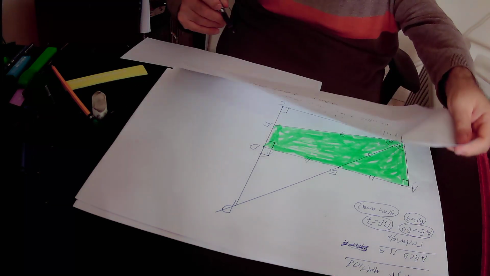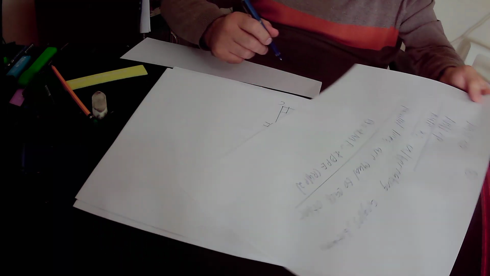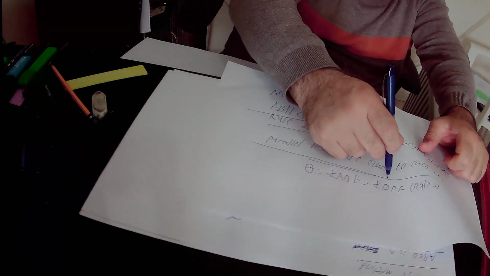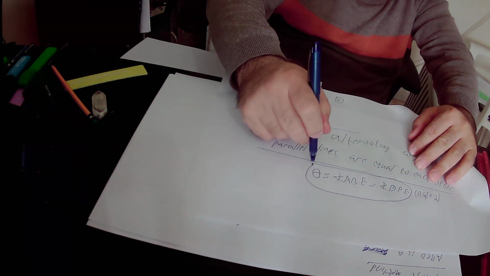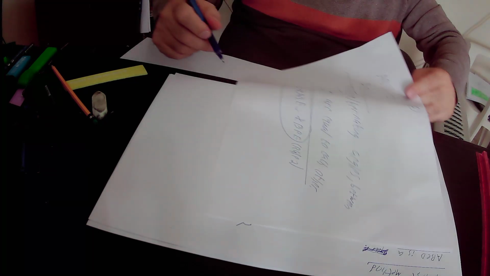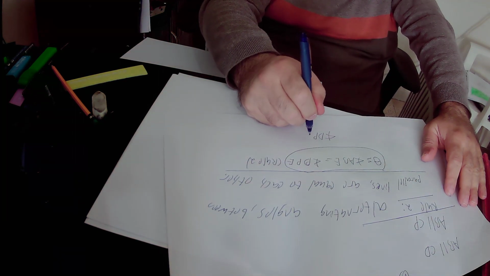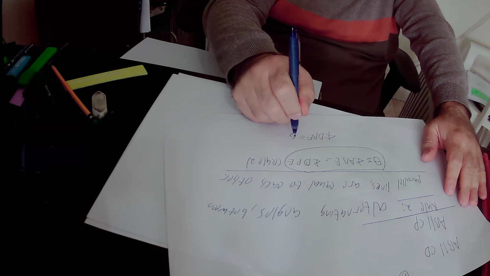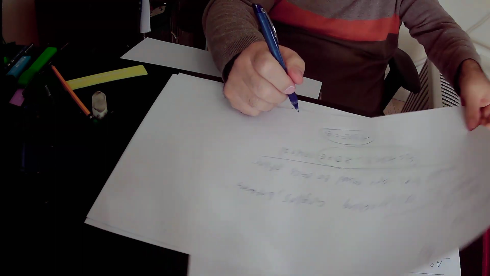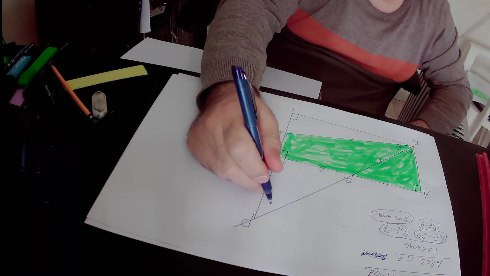Angle ABE equals theta according to what is given in the question. So from this equality we conclude that angle DPE also equals theta. Angle DPE equals theta. So we can write here at angle DPE, this angle equals theta.